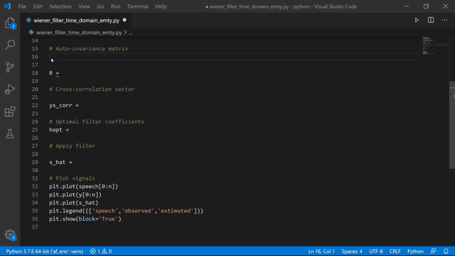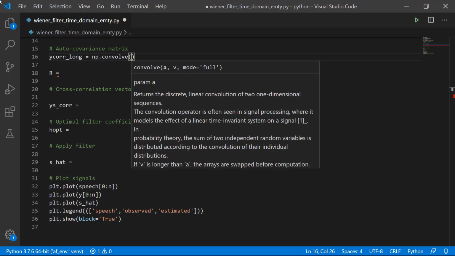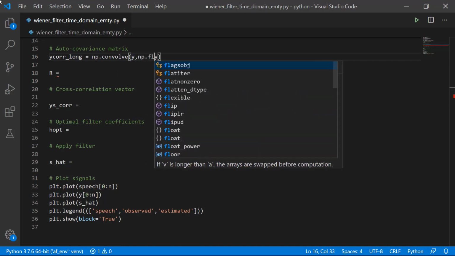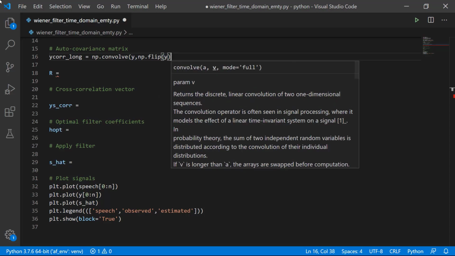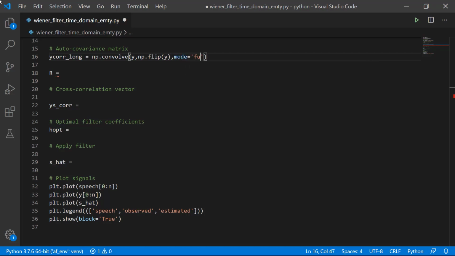First, we need to compute the autocorrelation matrix. Of course, there are several ways to do this in Python. I will use the convolution function from NumPy. Since we will have to shorten the convolution output to 500 samples, we introduce the variable yCallLong, and this is simply the output of the NumPy convolution function. This function gets the observed signal as both the first and the second parameter. However, make sure to flip the second parameter according to the definition of the autocorrelation function. The last parameter makes sure that the convolution is of full length with n-1 samples.